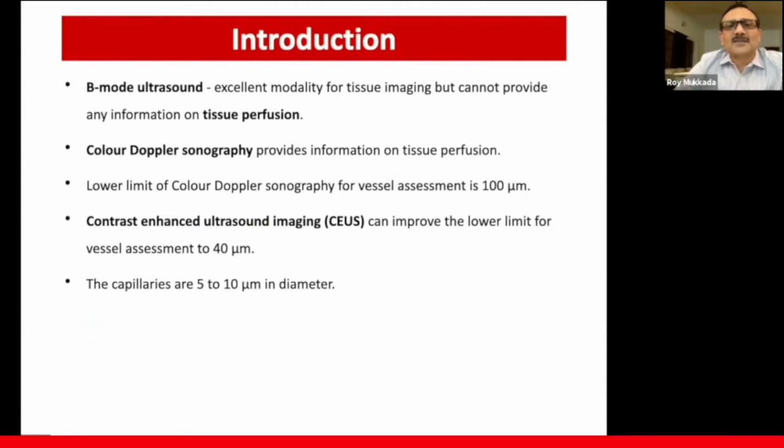We know that the B-mode ultrasound is an excellent modality for tissue imaging, but cannot provide any information on tissue perfusion. The color Doppler sonography provides information on tissue perfusion. The lower limit of color Doppler sonography for vessel assessment is 100 micrometer. In contrast enhanced ultrasound imaging, we can improve the lower limit for vessel assessment to 40 micrometer. Even the capillaries are 5 to 10 micrometer in diameter.